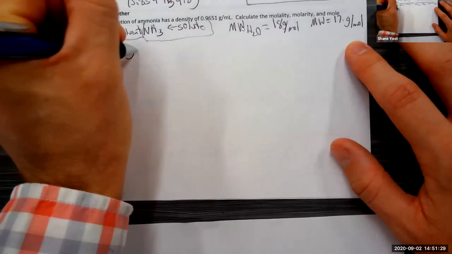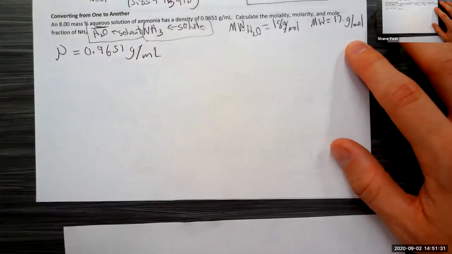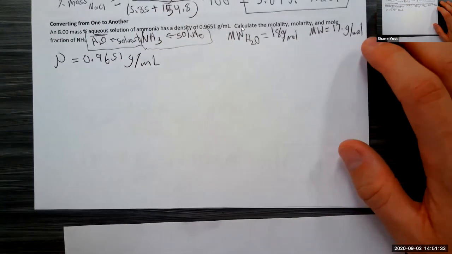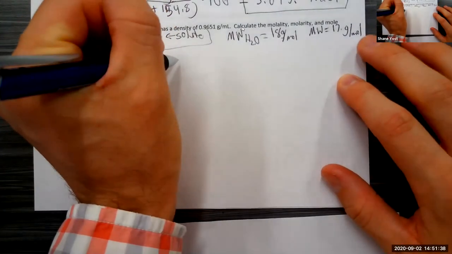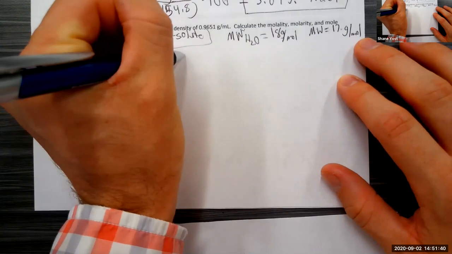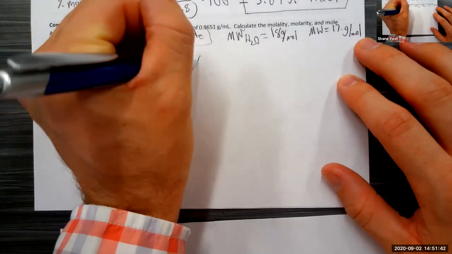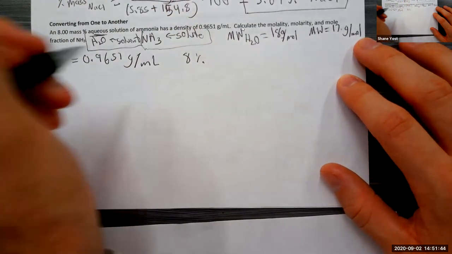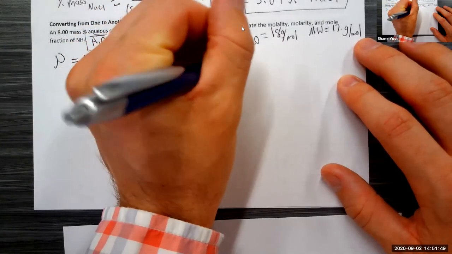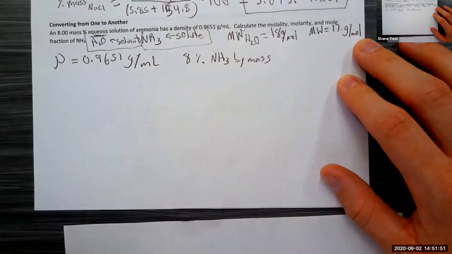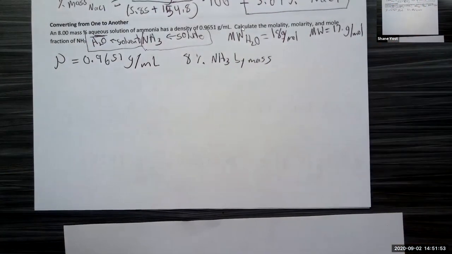0.9651 grams per milliliter, okay? Right, and then the final thing we're told is that our solution, right, is 8% NH3 by mass, right? So the mass percent of NH3, right, is 8%, okay? And we're asked to calculate molality, molarity, and mole fraction, okay?